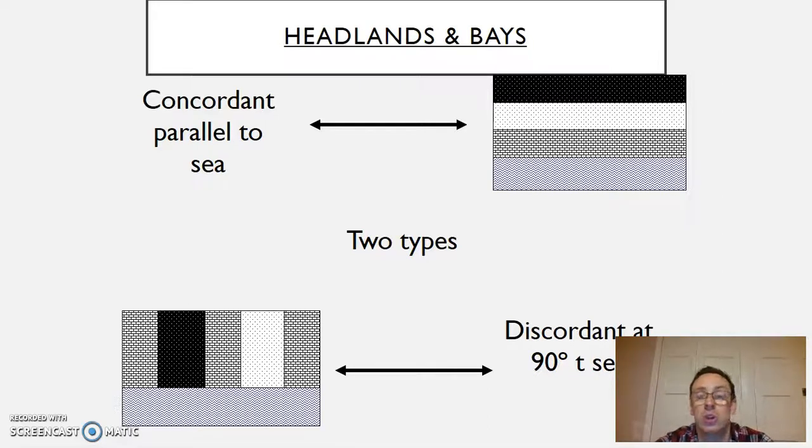Now, whether it's concordant or discordant, the difference is in the geology on the coastline. If it's concordant, the geology forms layers parallel to the sea. If it's discordant, it's perpendicular. These layers form at 90 degrees, and that will change the method of creating our headland and bay landscape.